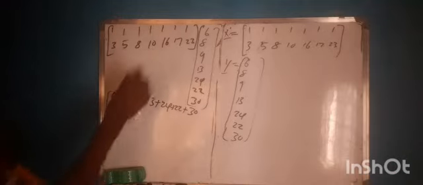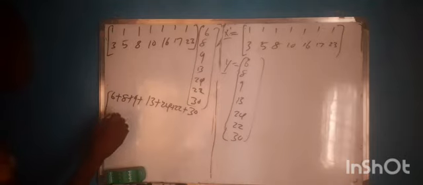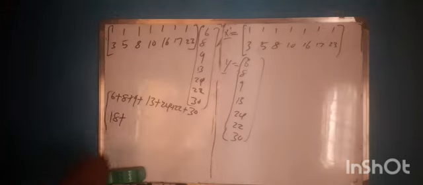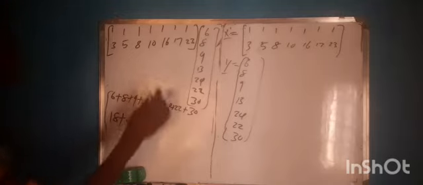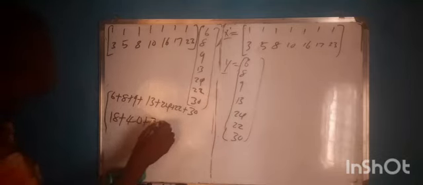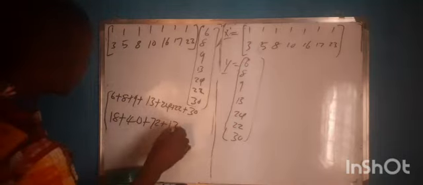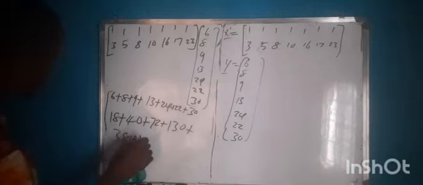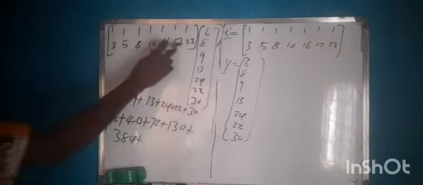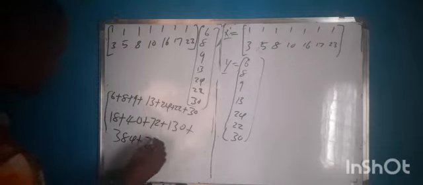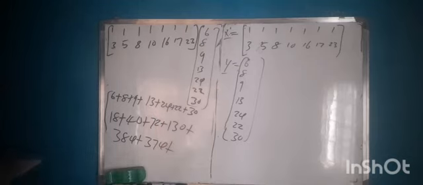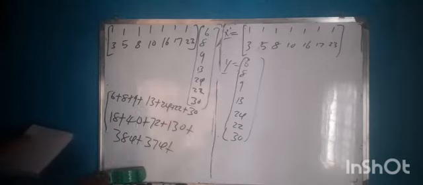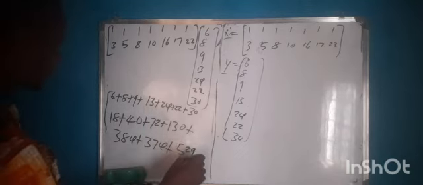So this will give us 3 times 6 will give us 18, plus 5 times 8 will give us 40, plus 8 times 9 will give us 72, plus 10 times 13 will give us 130, plus 16 times 24 will give us 384, plus 17 times 22 will give us 374, plus 23 times 30 will give us 529.